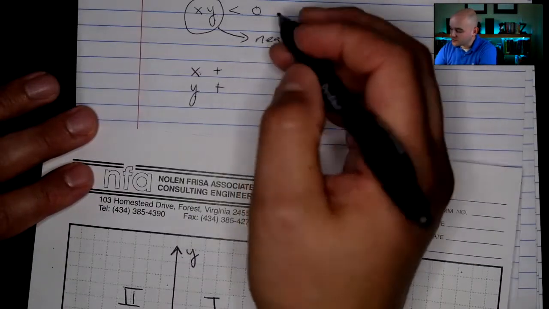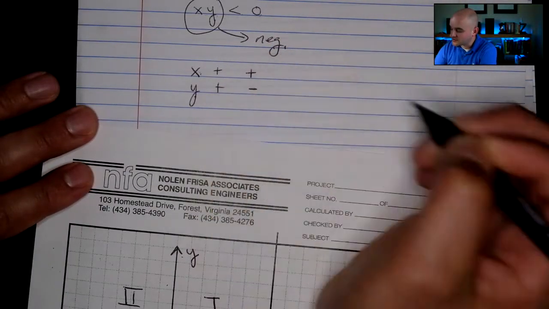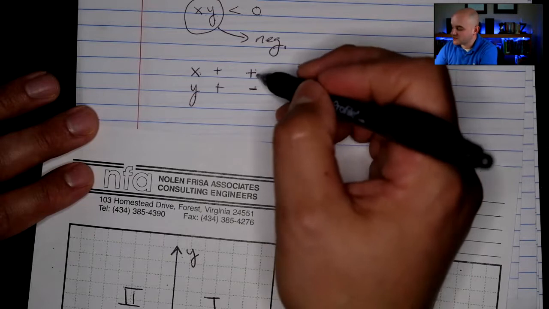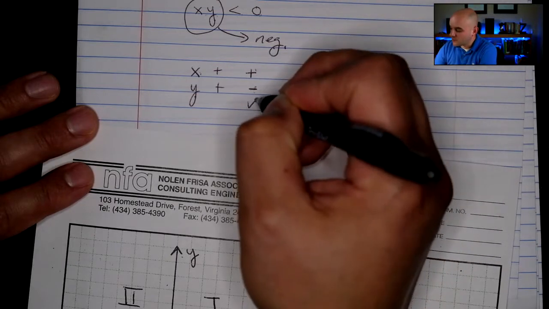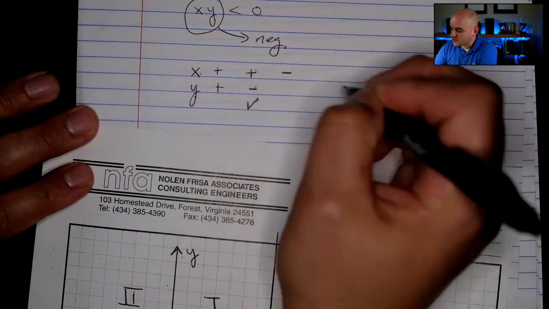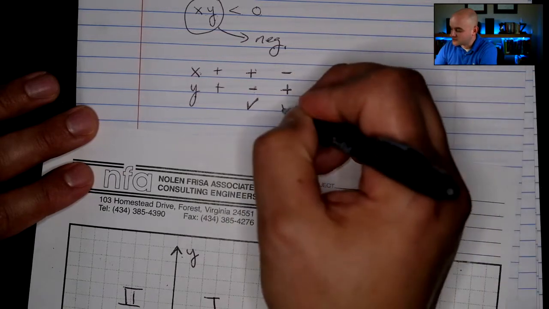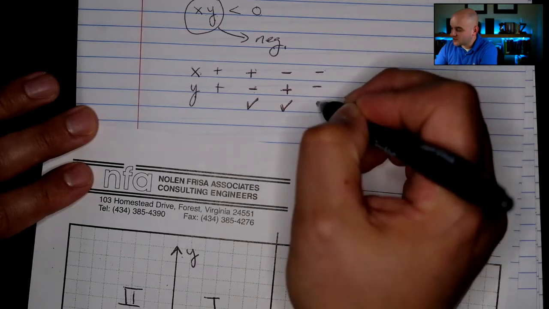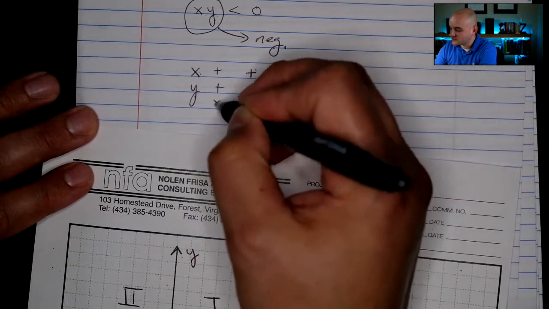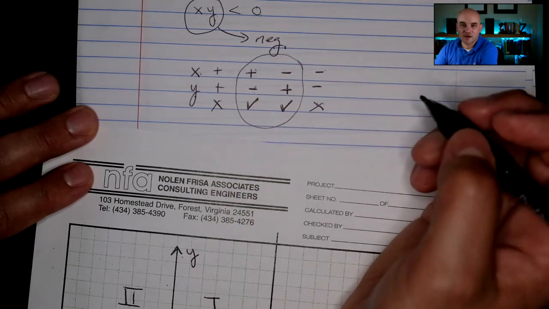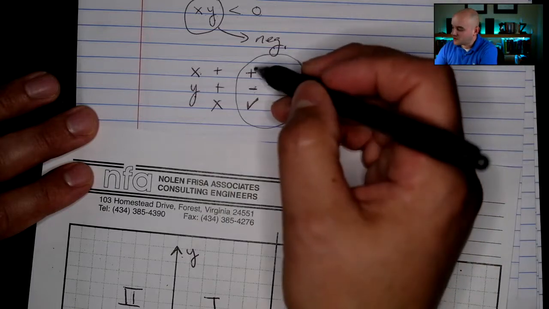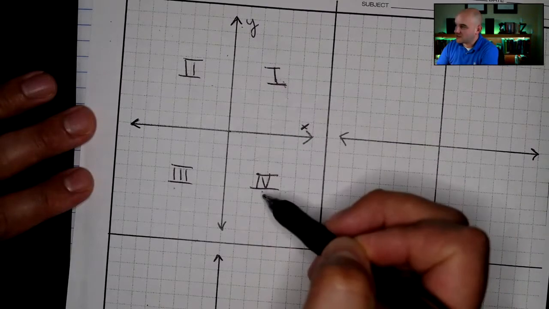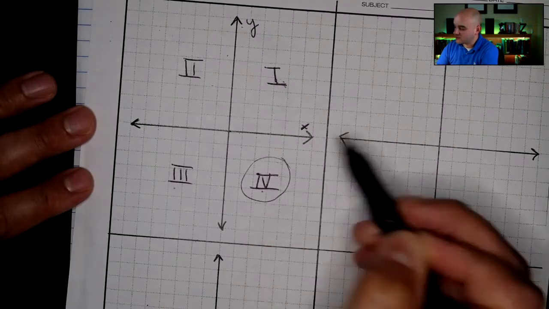What if we say X is positive and Y is negative? Notice multiplying those two, it does give me a negative number because a positive times a negative is a negative. So this one works. What if X were negative and Y were positive? That would work as well. And if they're both negative, well, a negative times a negative is a positive. So that doesn't work. So these two cases don't work. It's these two right here that I need to find out what quadrant are we in when X is positive and Y is negative. Well, X is positive over here and Y is negative down here. So quadrant 4 is one of them.